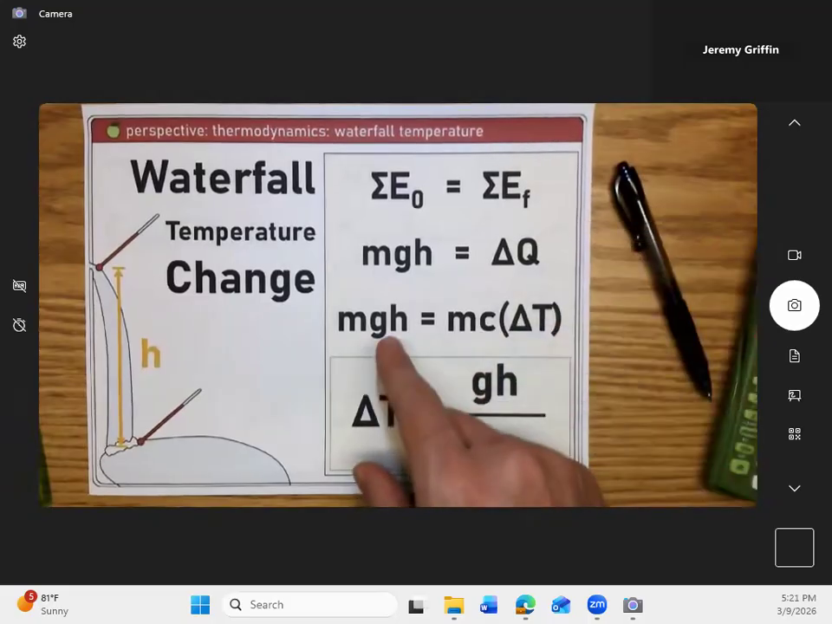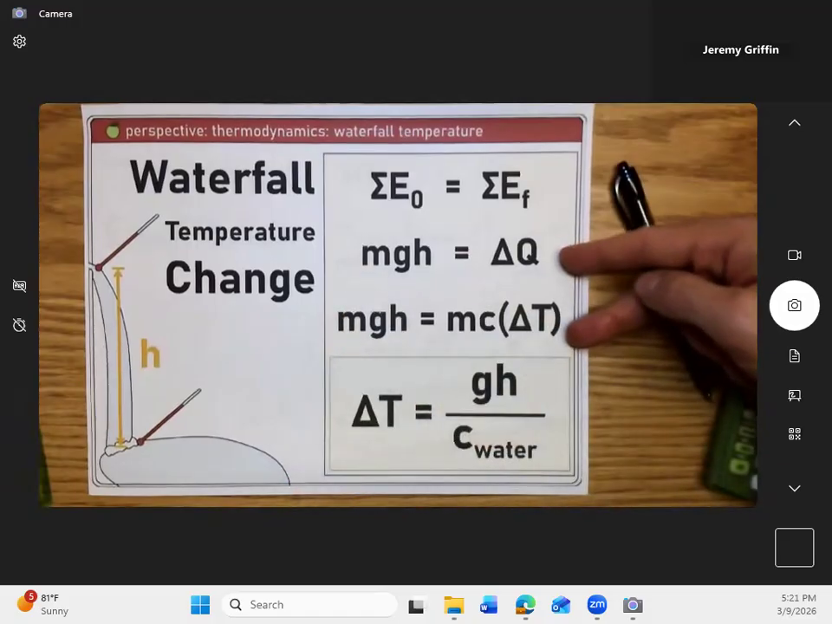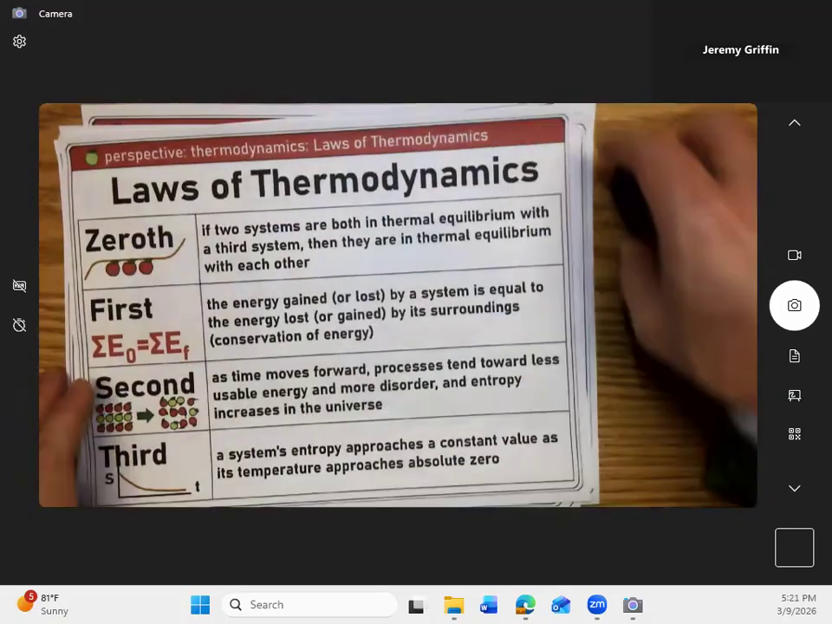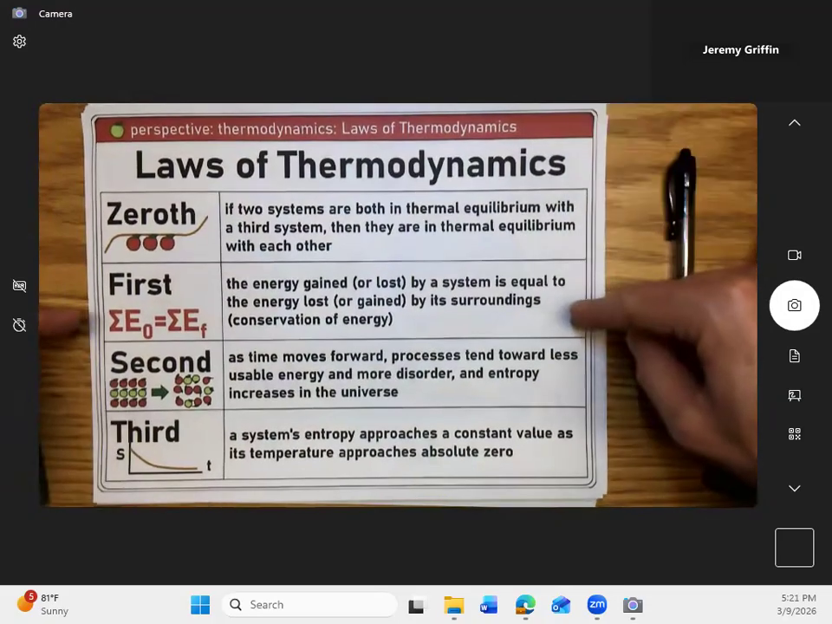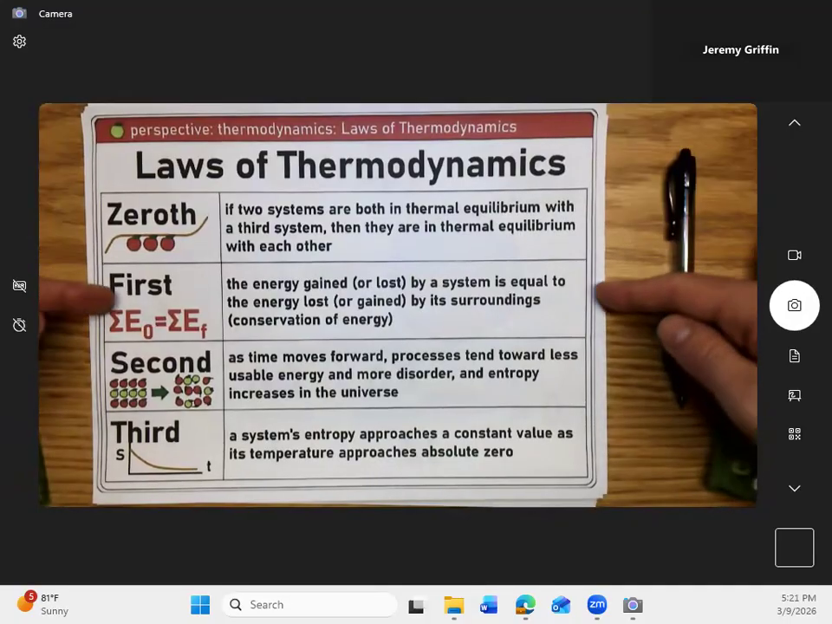It's kind of analogous to how MGH was potential energy last semester. Right now we have thermal energy is MC delta T. You think of it that way. But anyway, whatever energy is lost by one object is picked up by another. You cannot create or destroy energy. You guys have known that since last semester.